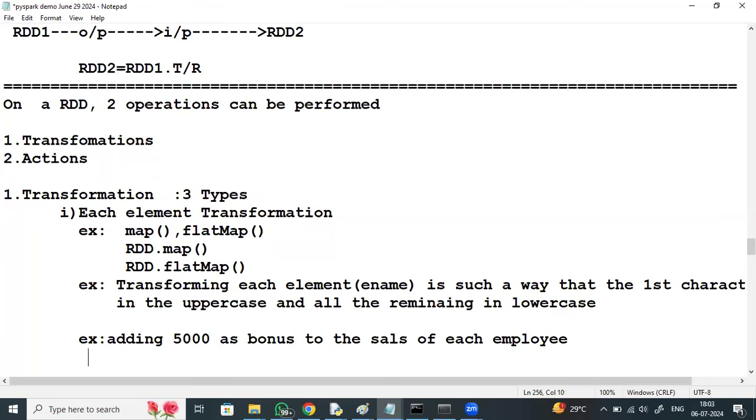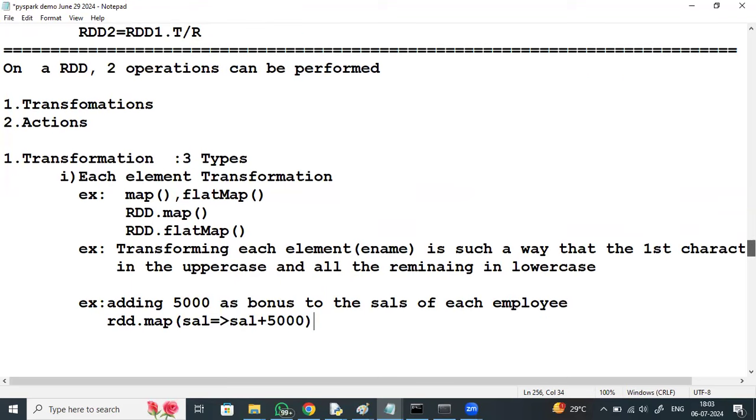So how will you do this? The RDD.map function we use. RDD.map of salary gives salary plus 5,000. In this way 5,000 is added to each and every employee, that's why we call it each element transformation.